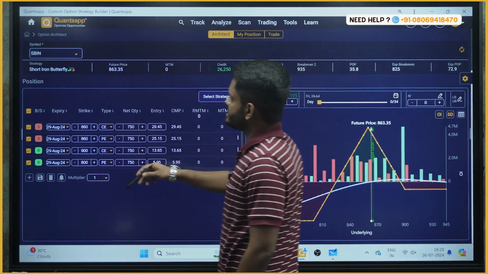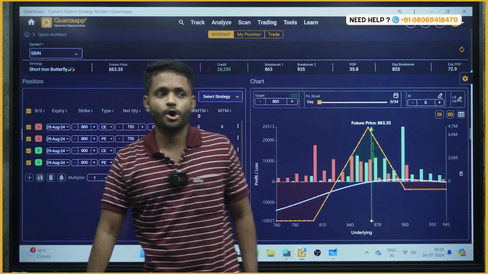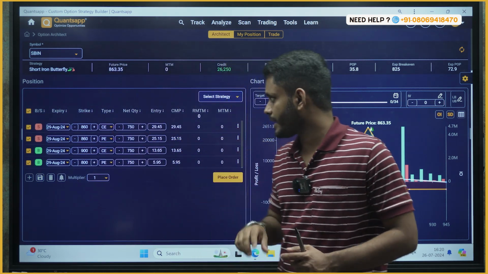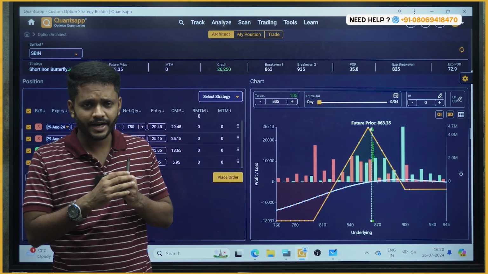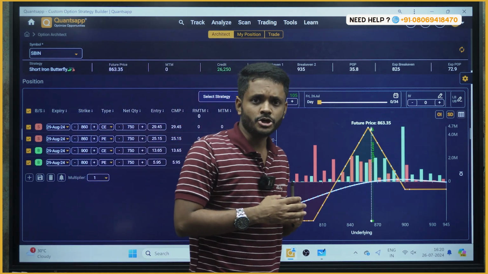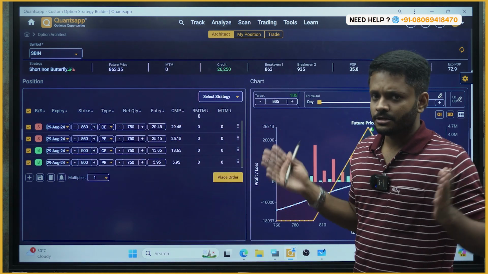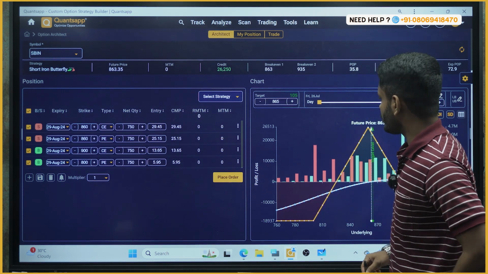You can see the name, it is a short iron butterfly. So what is a short iron butterfly? I am deploying a short straddle, and I am hedging my position against the short straddle to protect against a swing on either side.